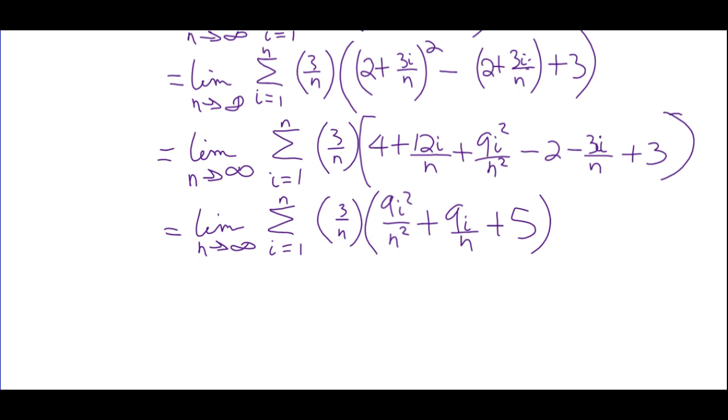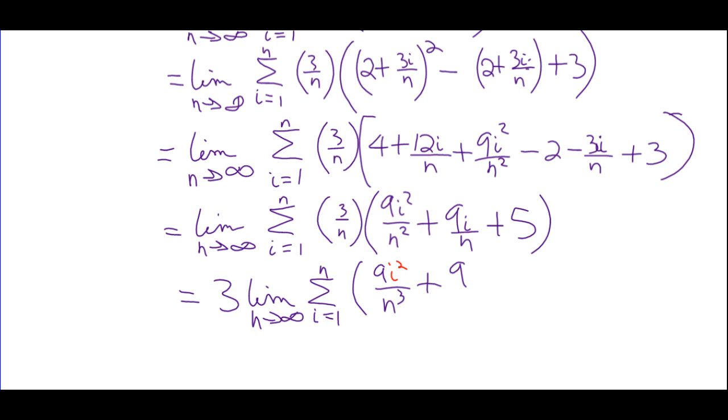Okay, that 3 is a constant, so we know what we can do with the 3. We can move it out front. So it's 3 times the limit as n approaches infinity of the sum of i equals 1 to n of 9i squared over n cubed plus 9i over n squared, because we're multiplying through the 1 over n, plus 5 over n.